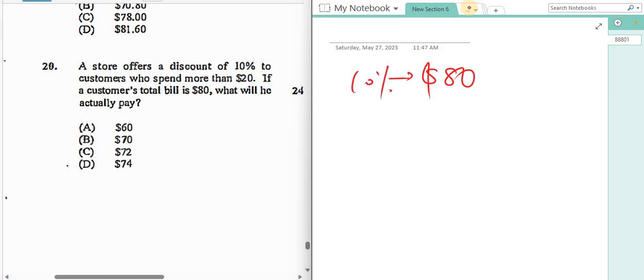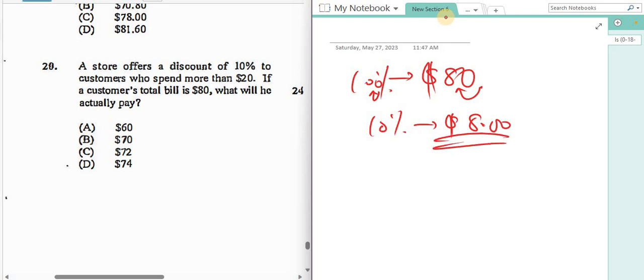8.0, right? 100% is $80. So 10% is the same thing we're doing now. The money he spent is 100%. So you just move the point one place to the left, right? To get 10%, you move the point one place to the left, and get what? $8. See, we put 2 zeros. 8.00.